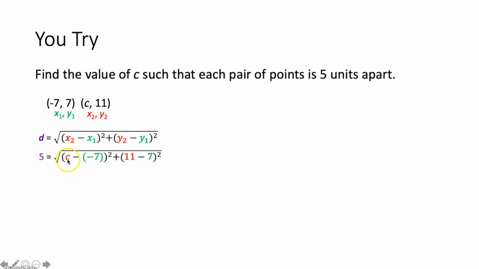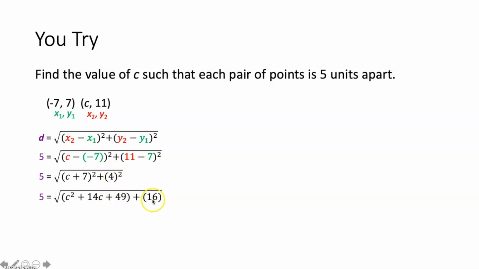We then simplify. Inside the parentheses, c minus negative 7 is the same thing as c plus 7. And over here, 11 minus 7 is going to give you 4. Now, c plus 7, we can't simplify that any further. So what we do is we square it like we're supposed to. We do our exponents. So here, c plus 7 squared is the same thing as the quantity c plus 7 times the quantity c plus 7. So if I FOIL that out, I end up getting c squared plus 14c plus 49. Over here, 4 squared we know is 16.